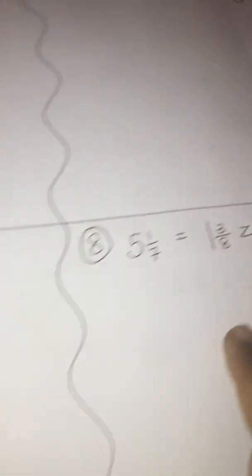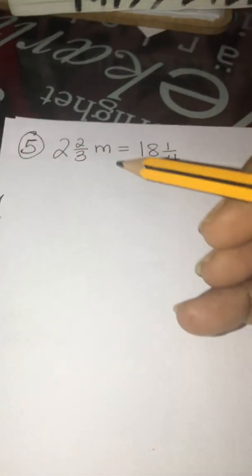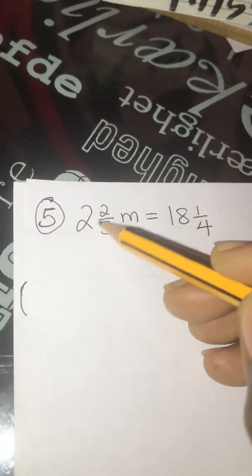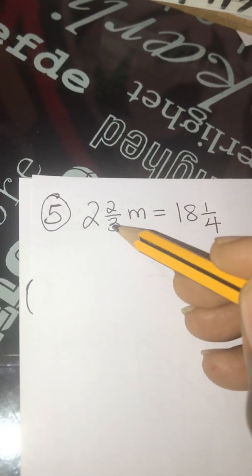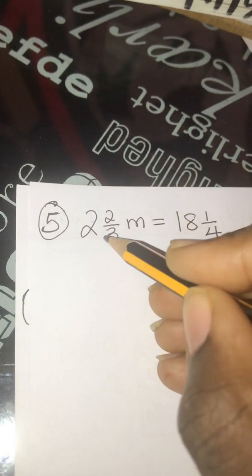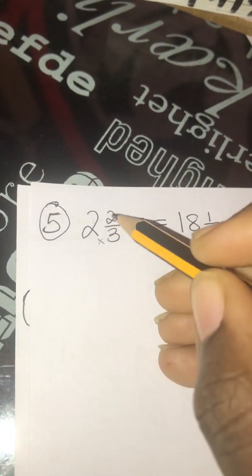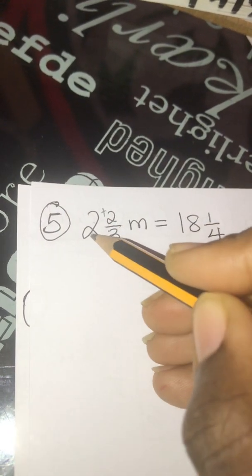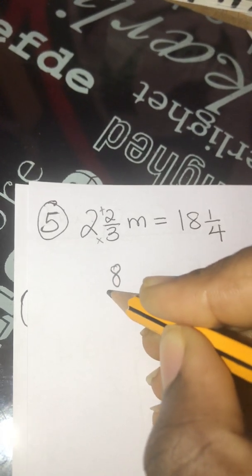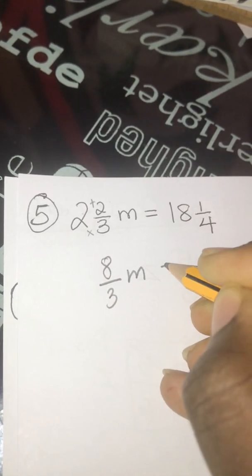All right, so now here we have what? Mixed numbers. So you should know this from grade 8, how to change your mixed numbers to improper fraction. 3 times 2 plus 2. 3 times you multiply and then you add. 3 times 2 is 6, 6 plus 2 is 8. So your question becomes 8 out of 3m, and you do the same here.